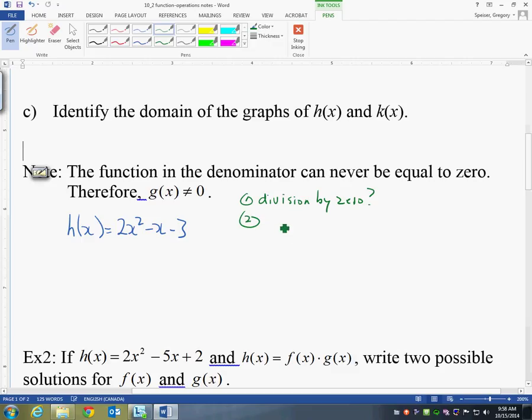And the second one is, are we taking the square root of a negative value? In this case, neither of them is happening, are they? You can put anything in for x, and you will not be dividing by 0. You can put anything in for x, and you won't be taking the square root of a negative. So we can say here that the domain is x can be all real numbers. Or another way you can write this is from negative infinity to positive infinity. Two ways of writing the same thing, that x can be pretty well anything.